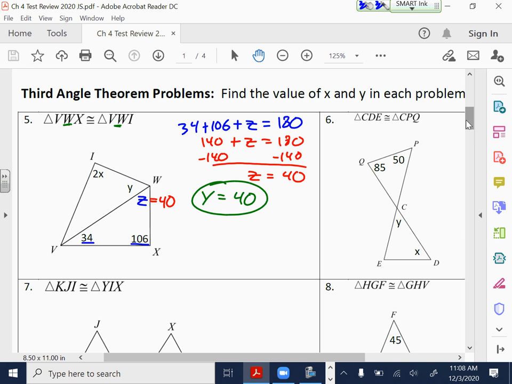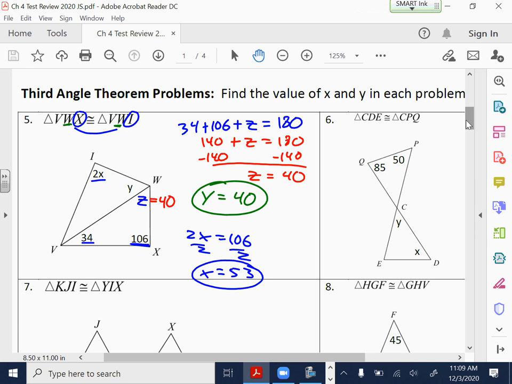And your x, we have 2x has to be equal to this 106. So 2x equals 106. And again, if you need to check, angle I has to be congruent to angle x. They're in the same spot there, just like we did before. Divide both of those by 2. x is equal to 53.